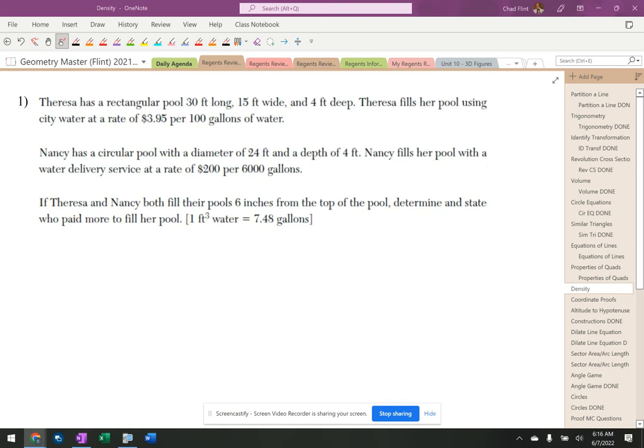So common question, we're filling a pool. All right, so two people are filling a pool. Who paid more to fill their pool? We need a volume of each pool.